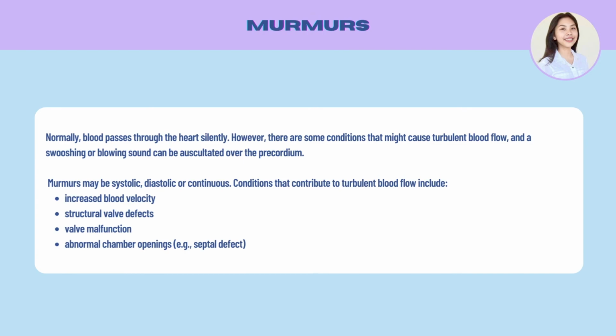Moving on to murmurs. Normally, blood passes through the heart silently. However, there are some conditions that might cause turbulent blood flow, and a swooshing or blowing sound can be auscultated over the precordium. Murmurs may be systolic, diastolic, or continuous. Conditions that contribute to turbulent blood flow include increased blood velocity, structural valve defects, valve malfunction, and abnormal chamber openings, in which an example of this includes septal defect.